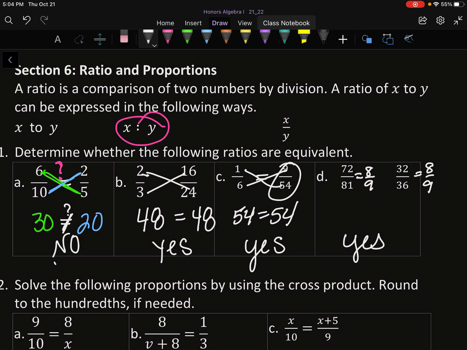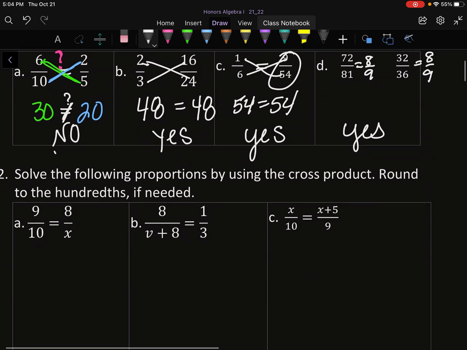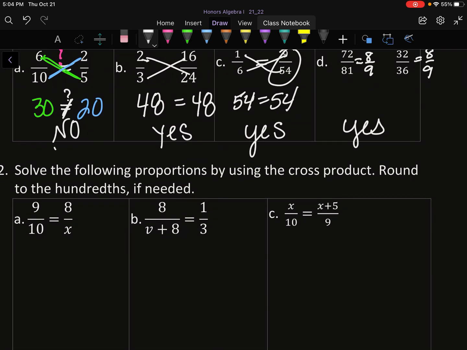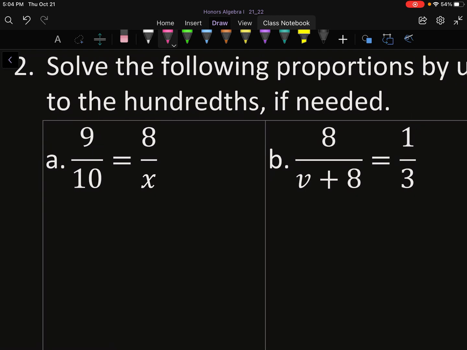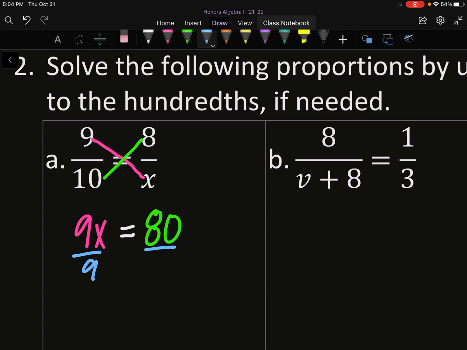Also, proportions are equivalent. So solving proportions, we use the cross product, just like we did there. We crossed, multiplied what it was across from each other, right? If we need to, we'll round to the hundredths, okay? So if we start with this one, pretty straightforward. I'm going to do 9 times x, which is 9x, and that's going to equal 10 times 8, which is 80.